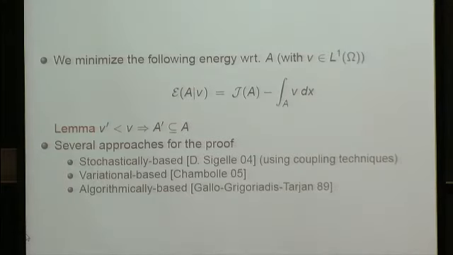There are several proofs. With Seigel, we did a very complicated one, I guess, using complex techniques from Markov chains. Chambolle came with a very simple proof. If you love variational stuff, it's two lines and it's done.